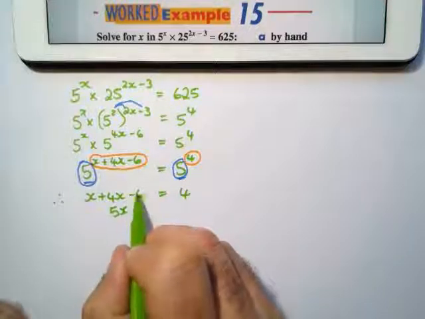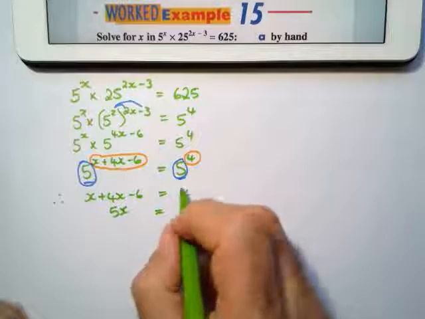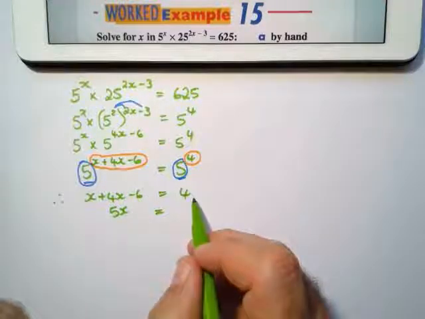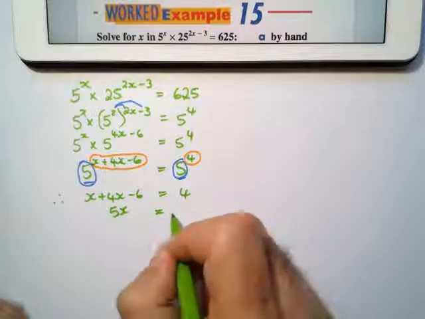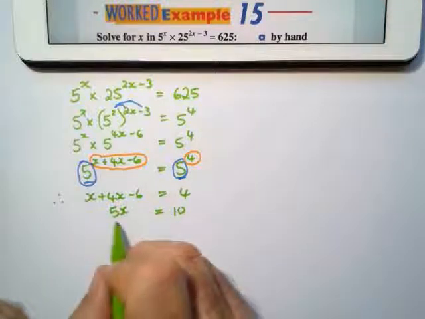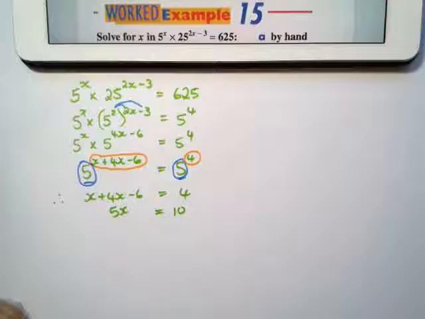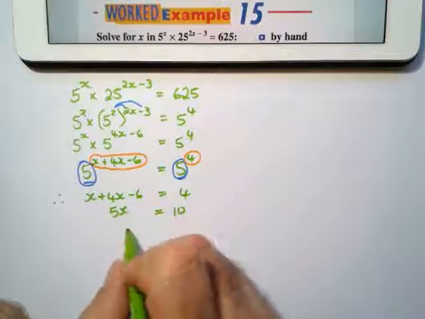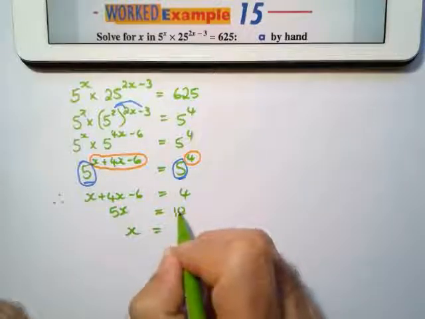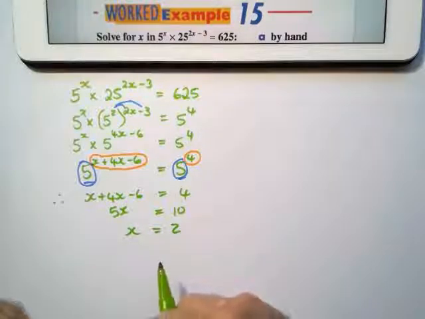I'm going to add 6 on this side and I'm going to add 6 on the other side, or you can say the 6 goes over, it becomes positive because I'm adding. So that will give us 10, and now I will divide by 5 on the left, divide by 5 on the right, and 10 divided by 5 equals 2.